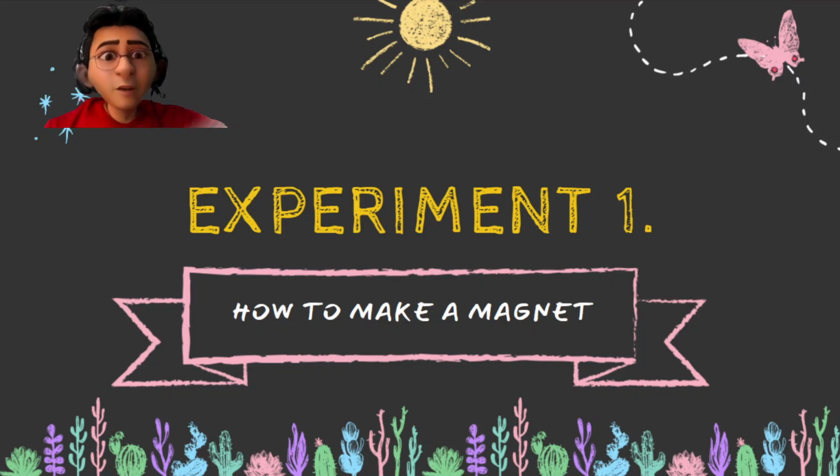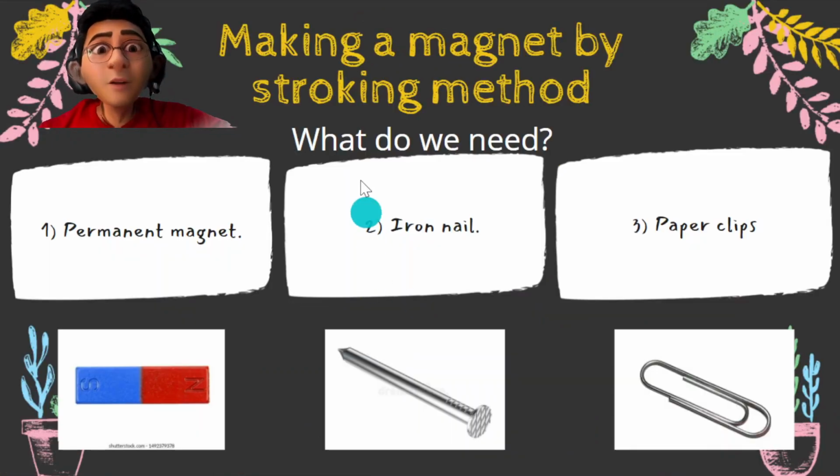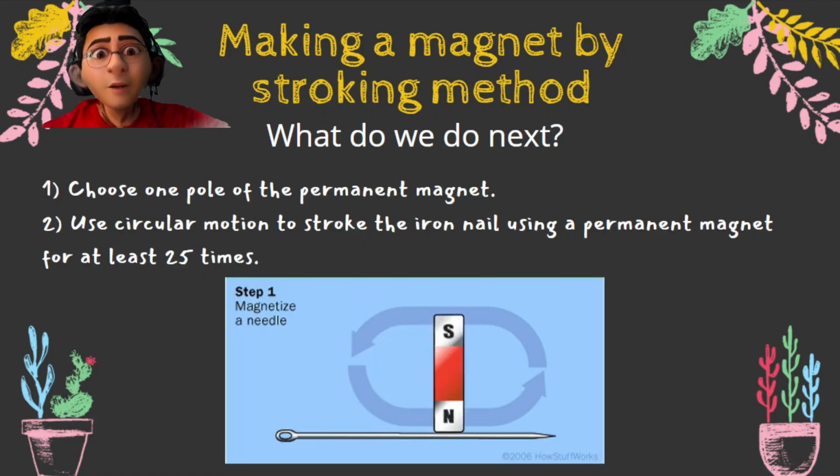So we shall do an experiment. Experiment 1, how to make a magnet. There are 2 methods on how to make a magnet. The first one is the stroking method. What do we need? We need a permanent magnet, an iron nail, or in the video later, I'll show you I'm using paper clips, and thirdly, paper clips to test our magnet. But in this video, I show you using stapler bullets.